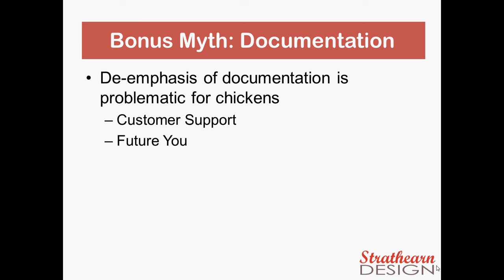So now I'm going to go into a bonus myth, and this has to do with documentation. Definitely Agile has a very strong restriction, well, not restriction, but it has a negative predisposition towards documentation. And that's a good idea in that a lot of people generate documentation for no good reason. What is definitely true, though, is that the emphasis on documentation becomes problematic for other people outside of the team. That's who the chickens are.